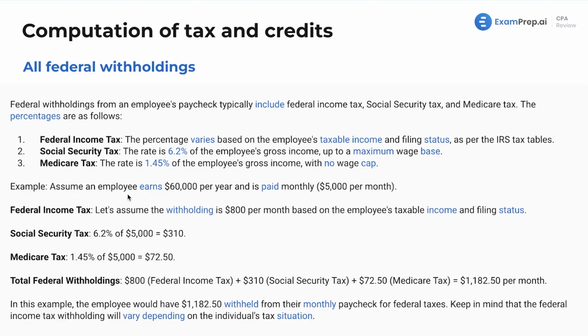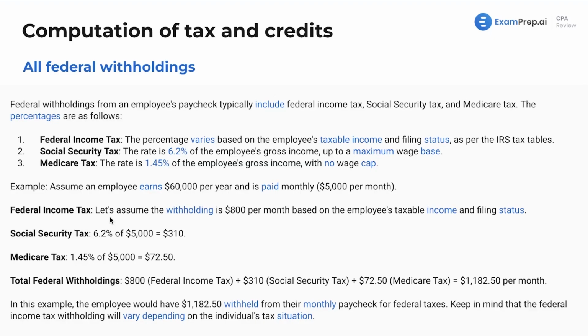Let's see an example. Assume an employee earns $60,000 per year and is paid monthly, so $5,000 per month, gross income there. Federal income tax, and this is just talking about withholding. This isn't going into anything tax specific. This is just introducing the concept of withholding. If this is something new to you, I mean, probably not new to you if you're working, but maybe you just never thought about it.